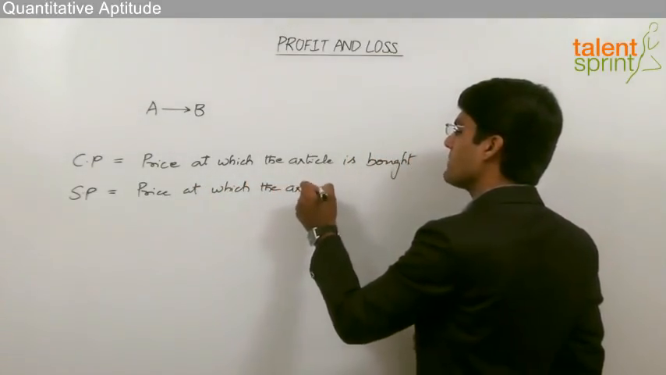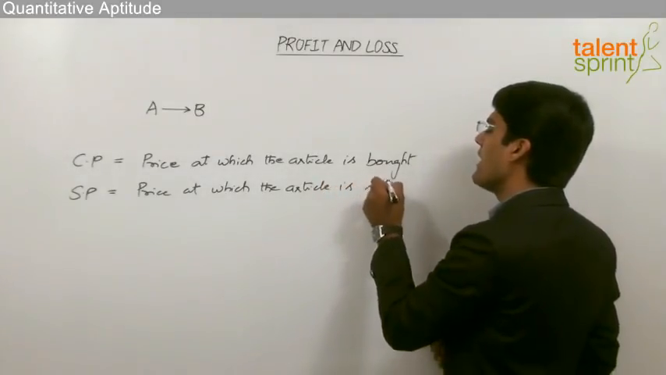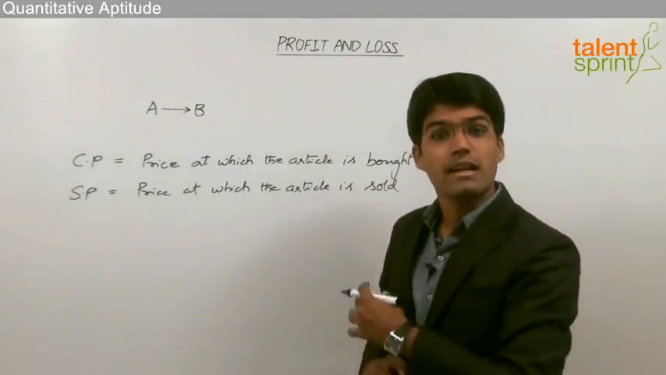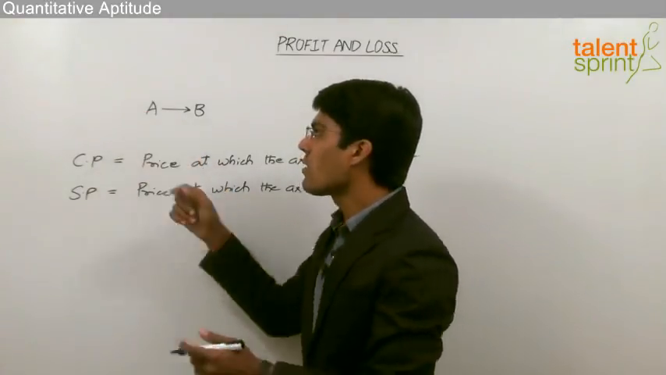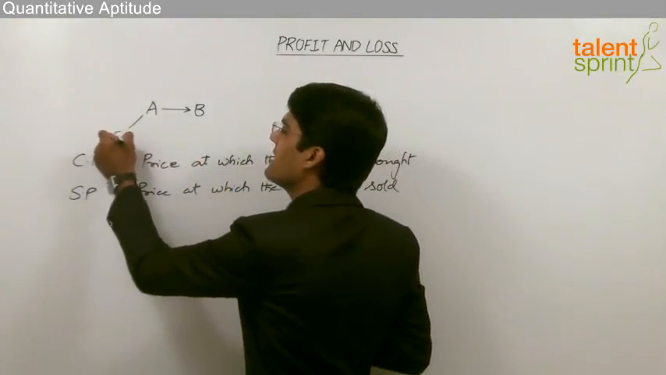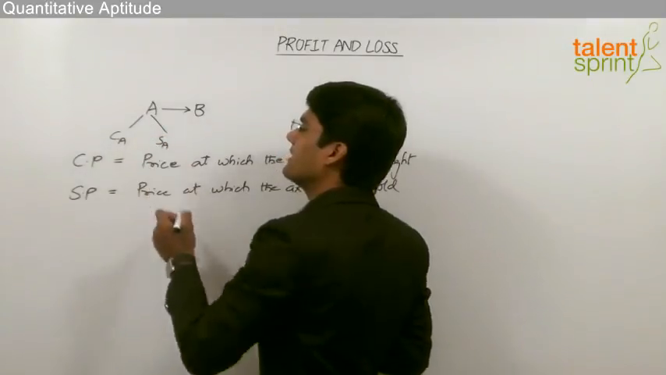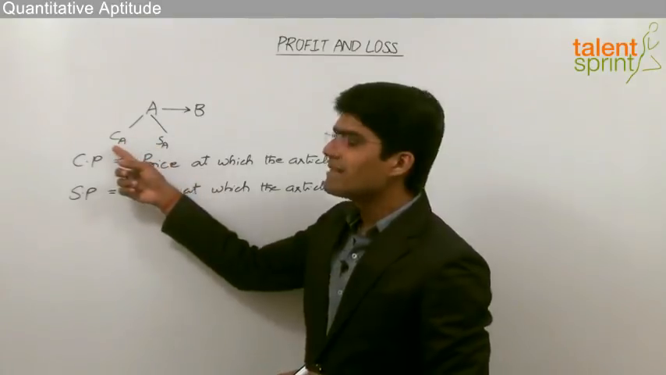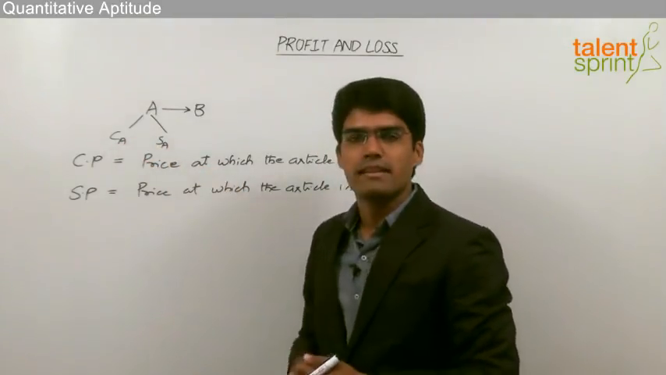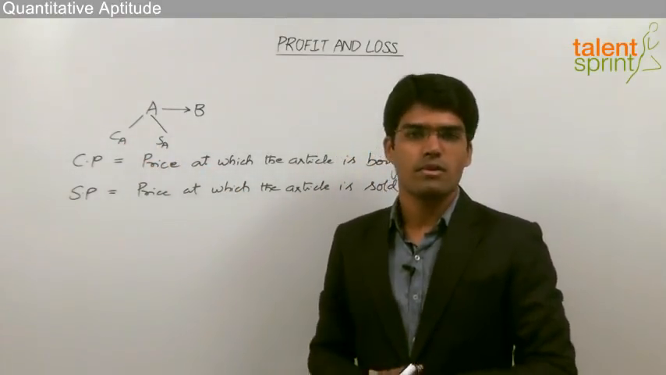So cost price is the price at which the article is bought and selling price is the price at which the article is sold. Here A has two different values. One is the cost price of A, let us take it as CA, and the other is the selling price of A, that is SA. Now, depending on which is higher, the cost price or the selling price, we can find out whether it is a profit or a loss.